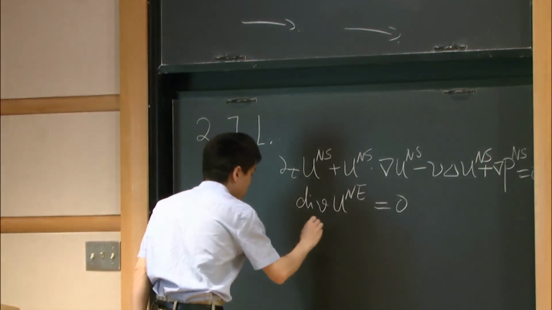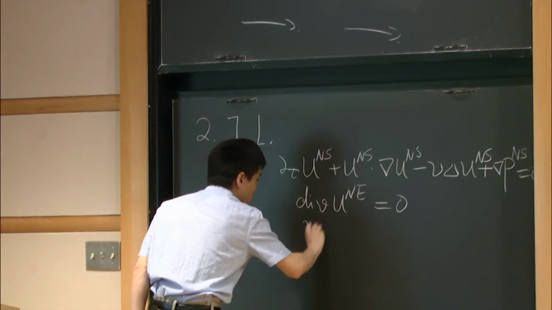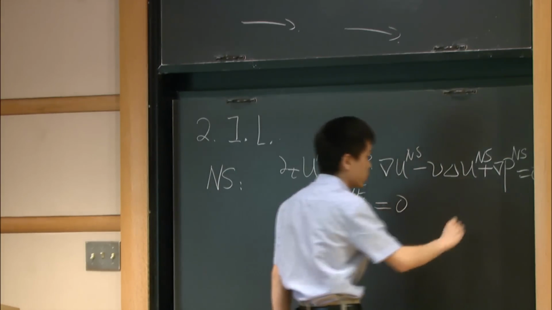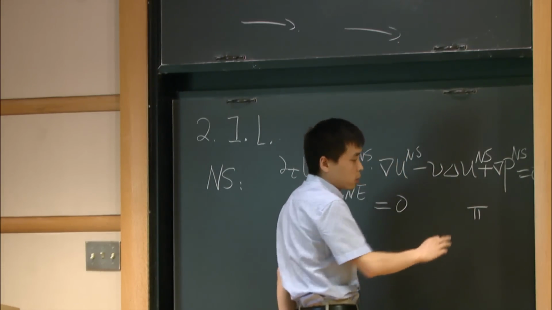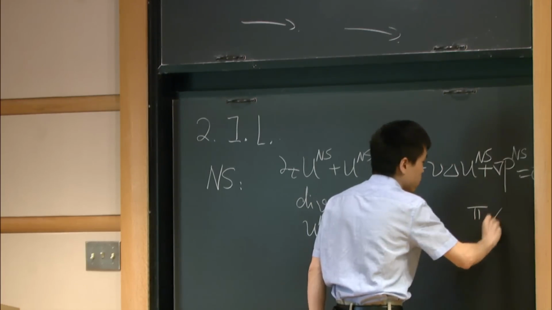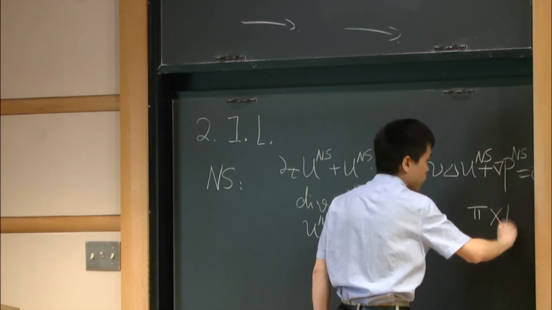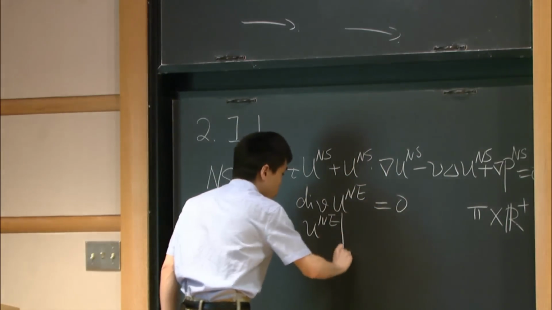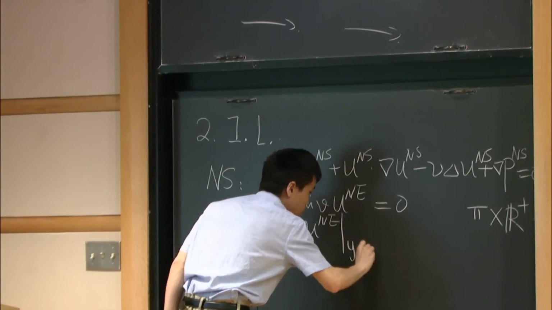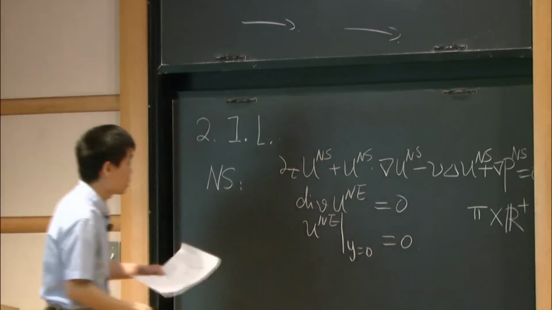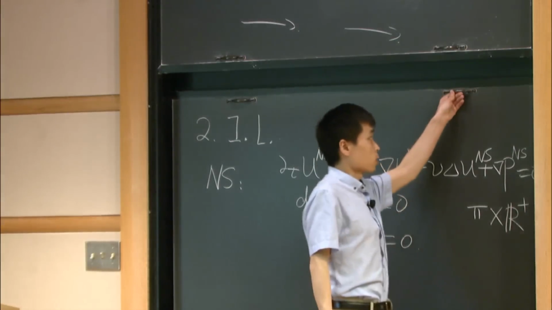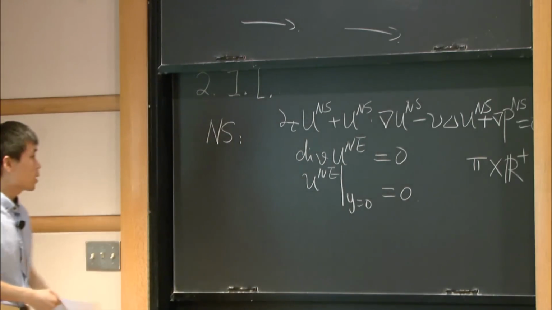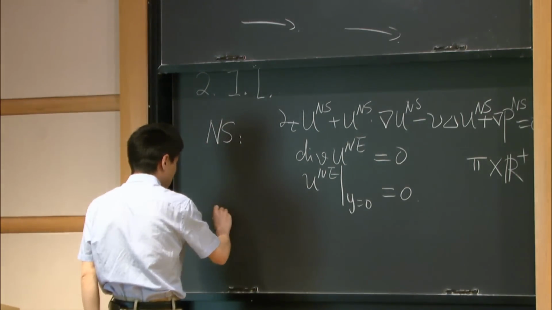And then we impose the boundary condition. For example, we consider this problem in a torus in the x direction and the half line in the y direction, so that's the positive line. Here we impose the boundary condition u^ν equal to 0 at y equal to 0. That's the standard non-slip boundary condition. So that's the Navier-Stokes equation, and then we also have the Euler equation.